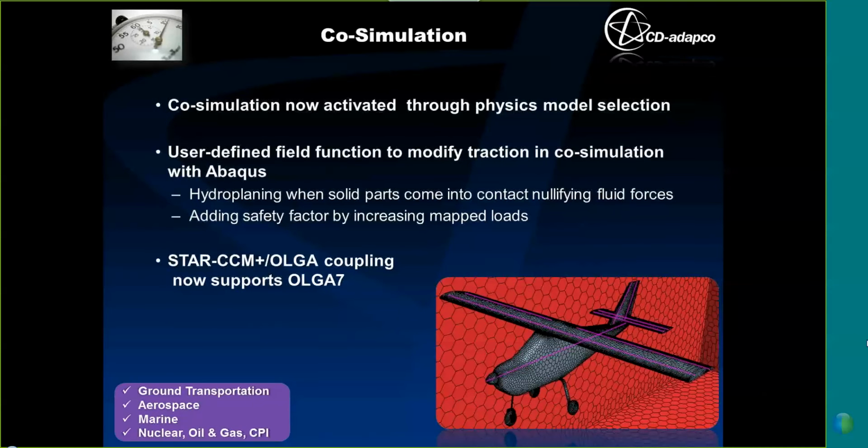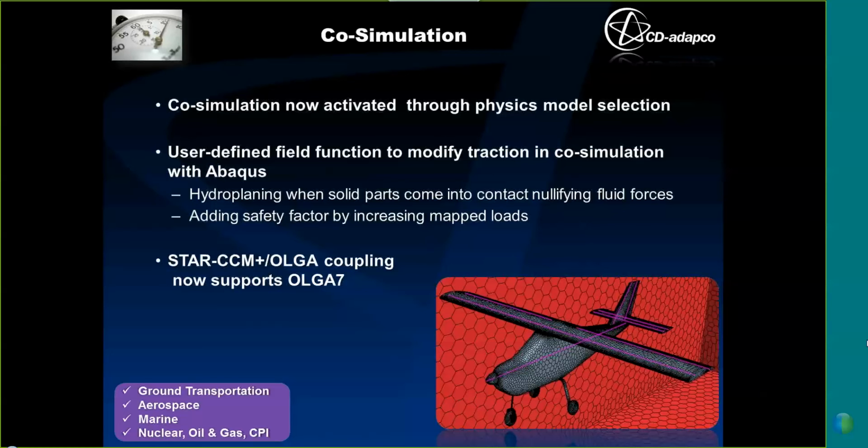And on the theme of co-simulation, that is now activated through the physics model selection. So now anytime there's co-simulation from Star to Star, Star to Abaqus, or Star to 1D tools like AIMSIM, OGA, Wave, those sorts of tools, they all get selected through physics model selection.